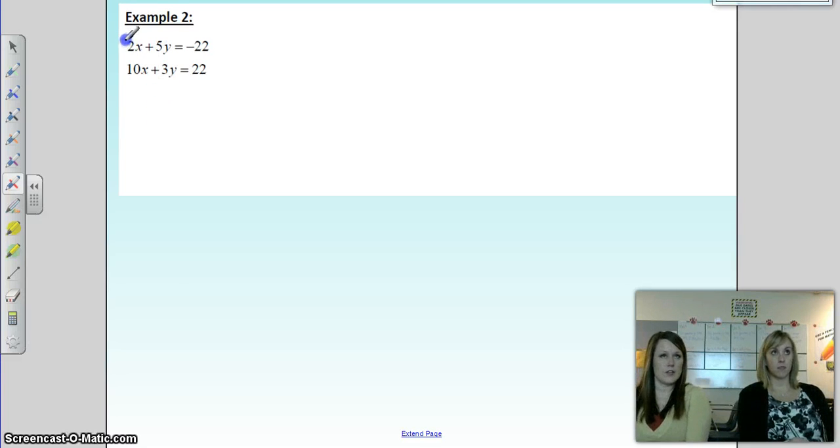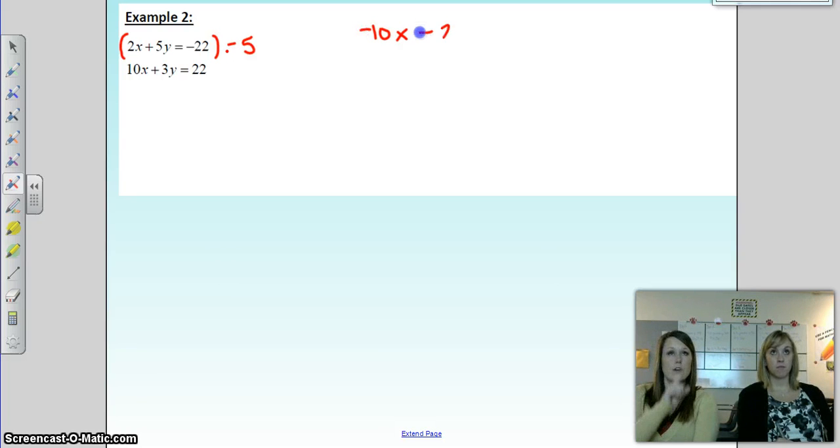Yeah, so let's try to make that top one to be negative 10x. Okay, so if I want it to be a 10, so 2 times 5, but I want it negative. There we go. So times negative 5. Okay. So now this whole thing is going to be rewritten as negative 10x. Then negative 5 times negative 5 is negative 25y.